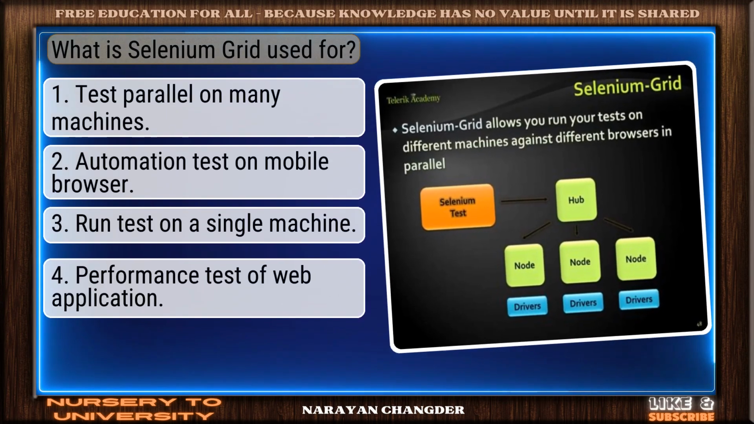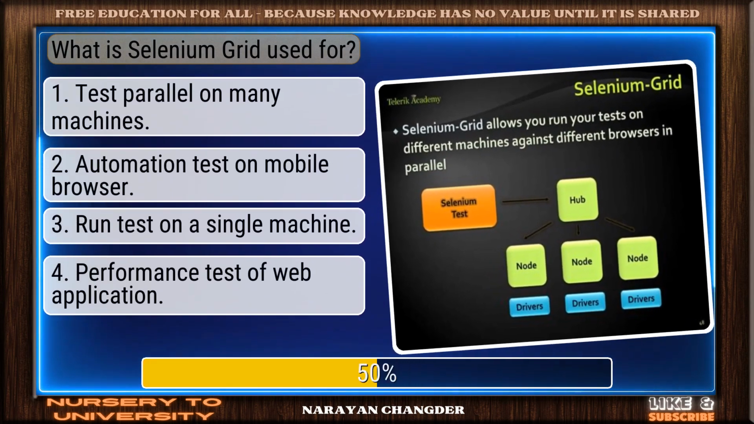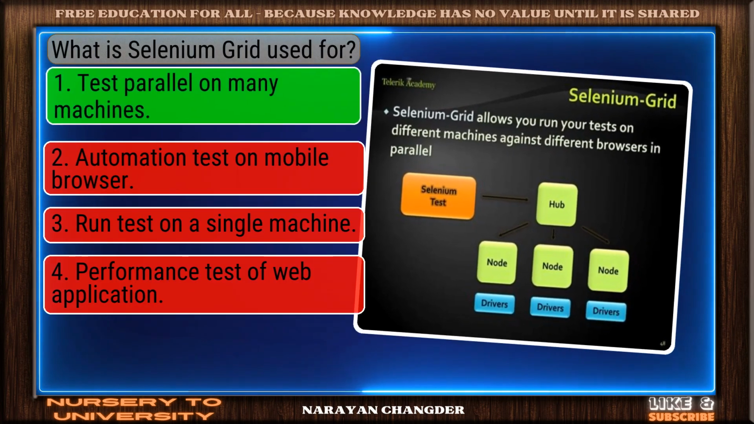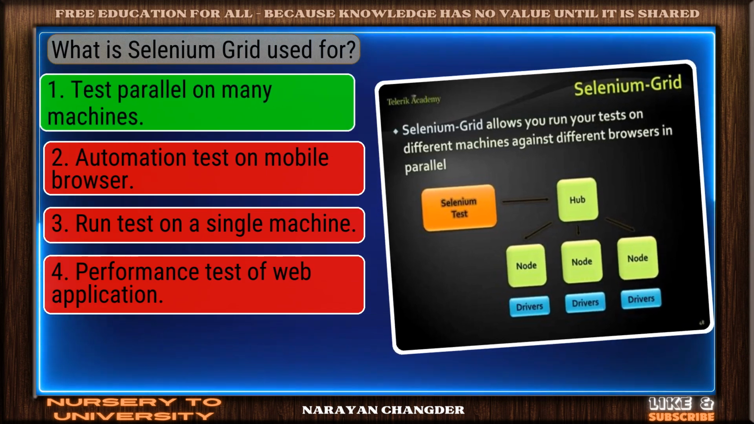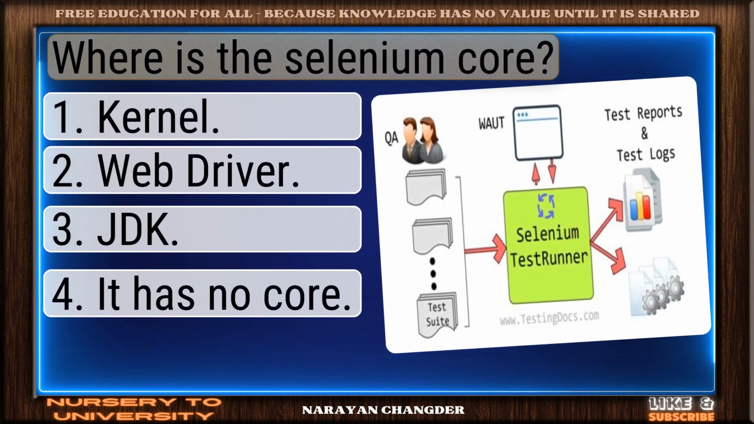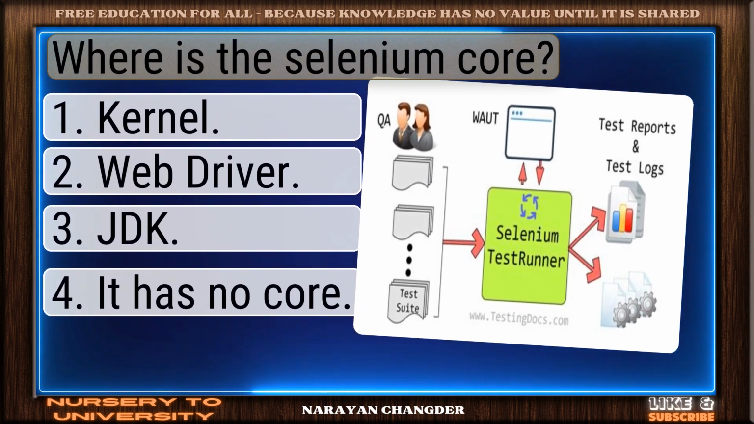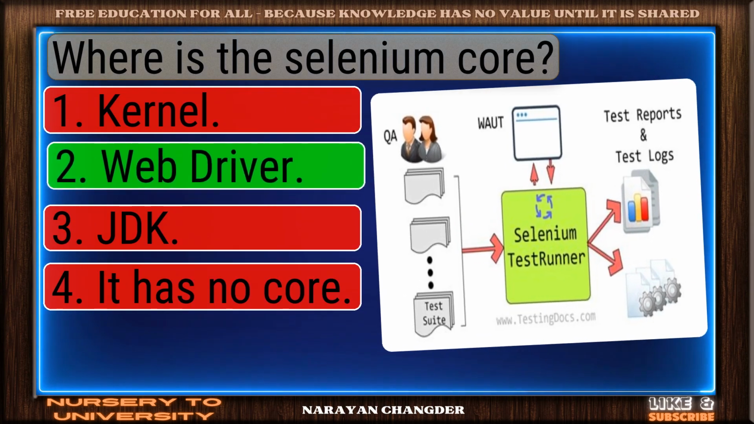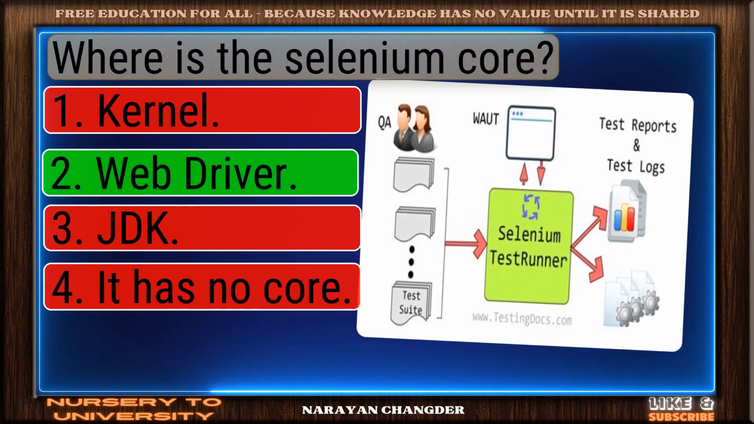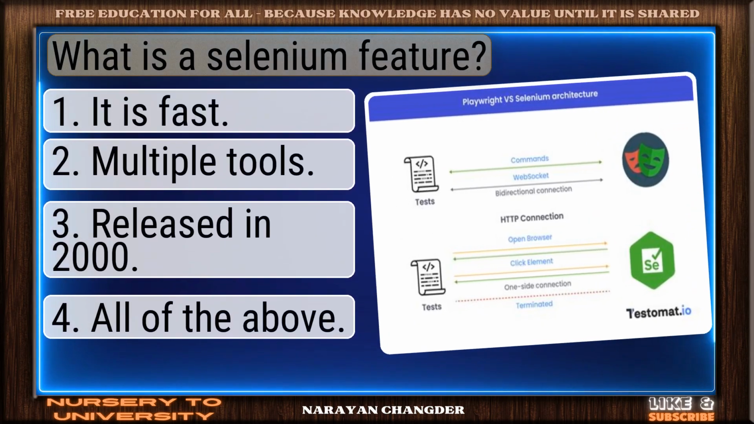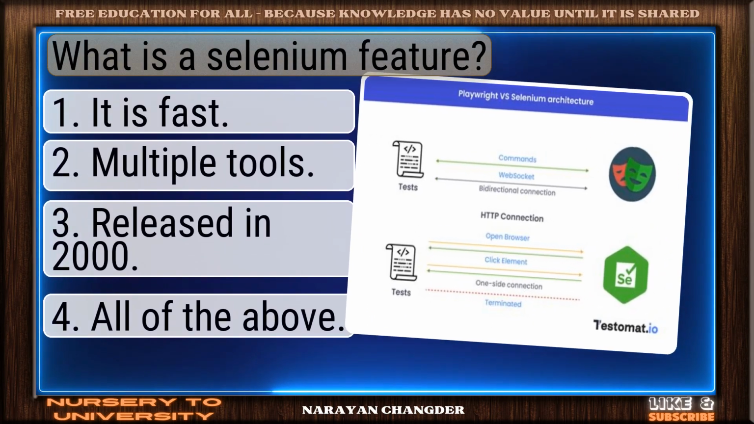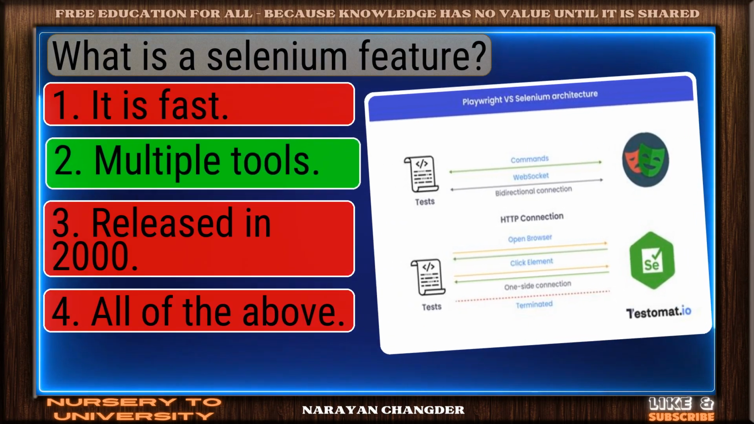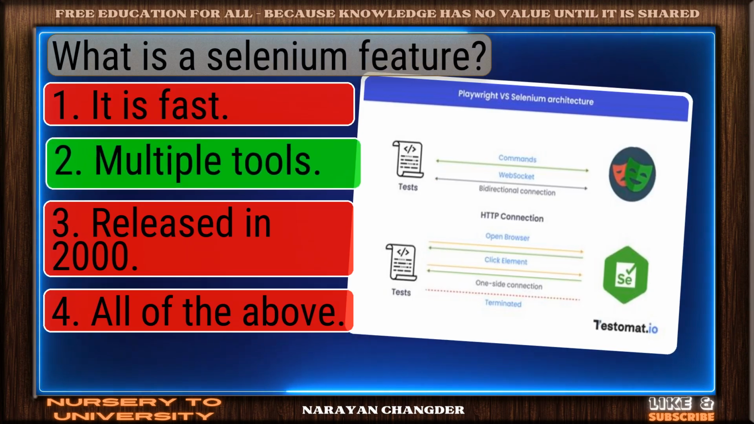Question number 67. What is Selenium Grid used for? On track. Test parallel on many machines is the correct answer. Question number 68. Where is the Selenium core? Clear logic. Your choice WebDriver is sound and 100% true. Question number 69. What is a Selenium feature? Well done. Multiple tools is the right choice.